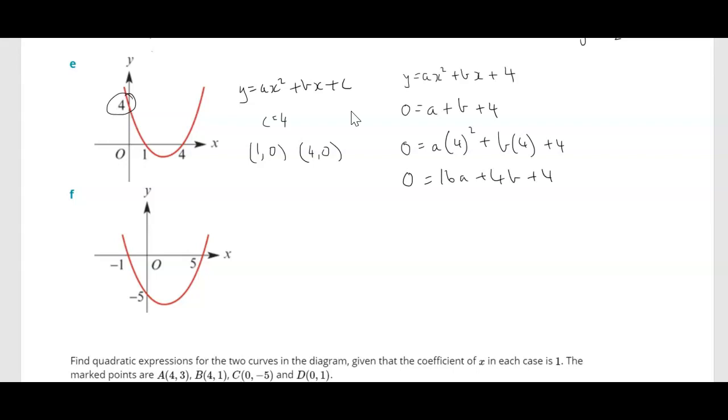All right, so I've got my 2 equations. Here's my first equation, and here's my second equation. I find it easier to do substitution. So with the first equation, I'm just going to say a is equal to negative b minus 4, and then substitute that into equation 2. So 0 equals 16.